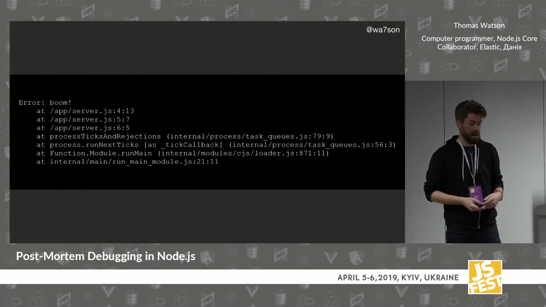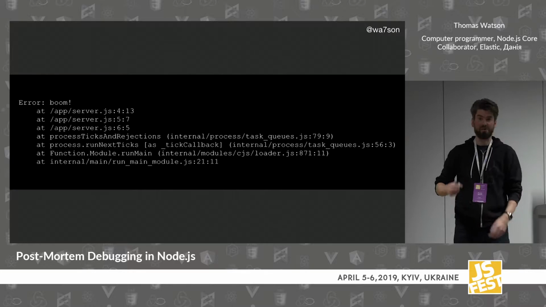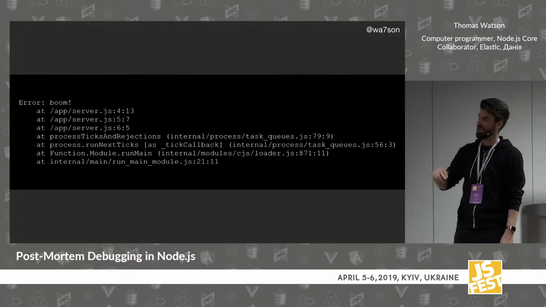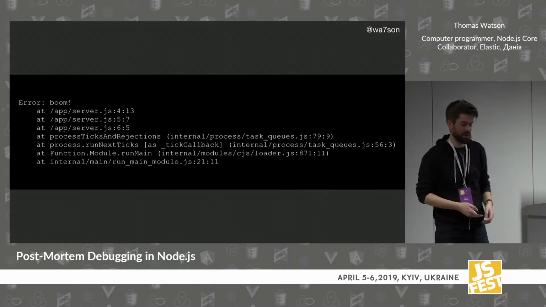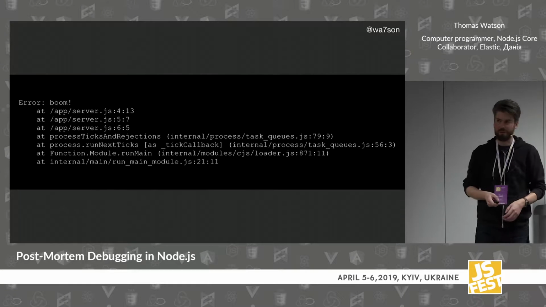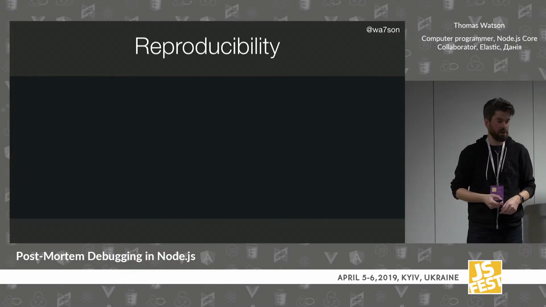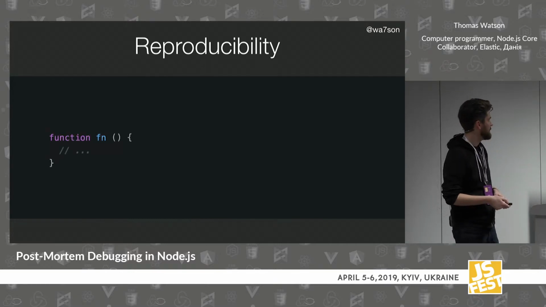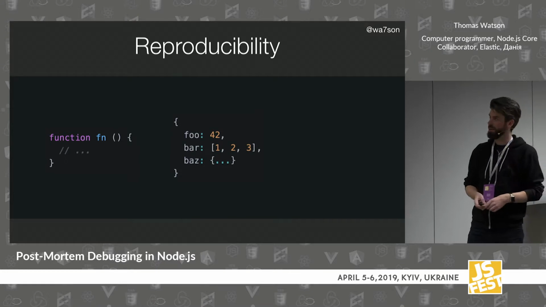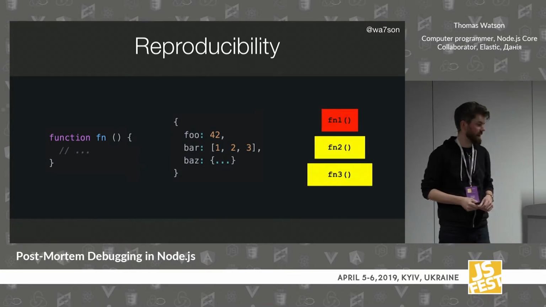Or maybe, because this is JavaScript, everything is asynchronous. Maybe the stack trace just goes back to a process next tick, like it does here, and you don't really know much. So that's where you want to be able to reproduce the whole system as it was running. You need the source code, of course, to be able to reproduce, but you also need the state, as I said, and then you need the stack trace, the place where the program was at the time you took the core dump.